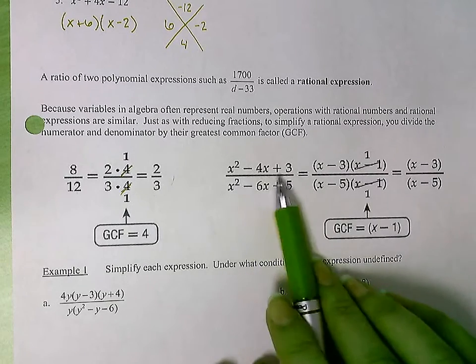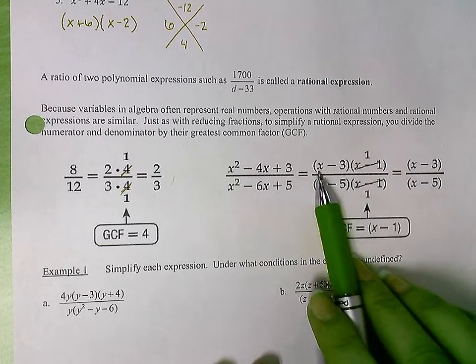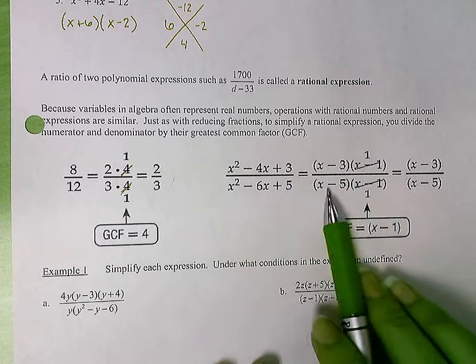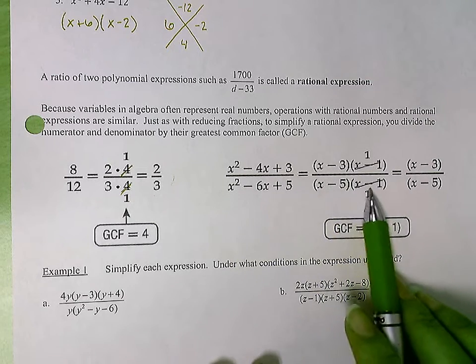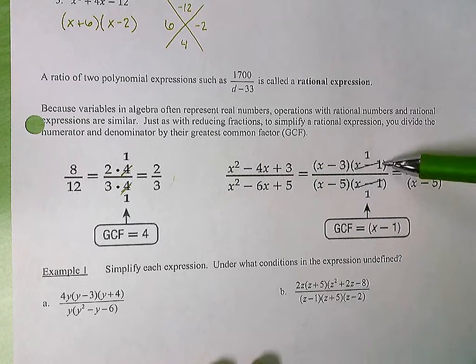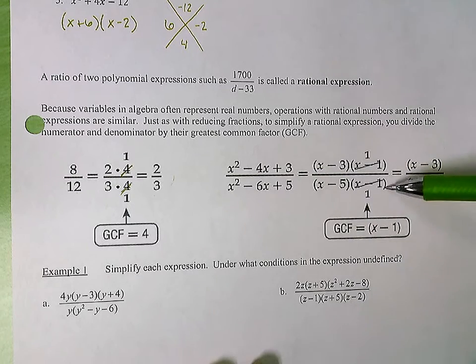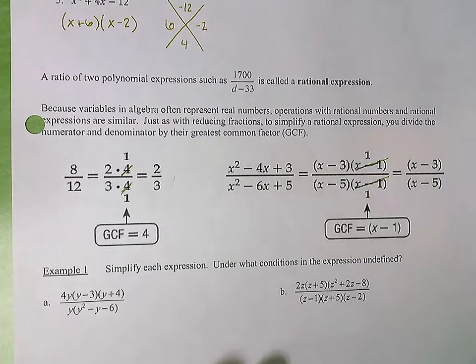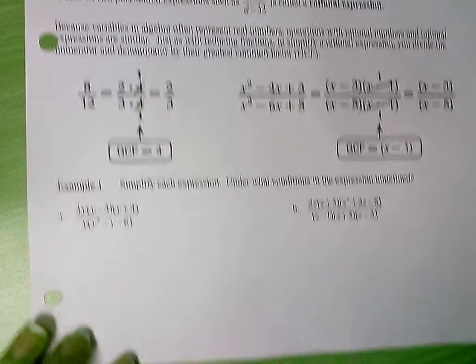So if I were to factor this numerator, I'd get x minus 3 times x minus 1. The denominator, you'd get x minus 5 times x minus 1. Now, since both the numerator and the denominator have that x minus 1, those cancel out, and you're left with x minus 3 over x minus 5. So we can simplify this fraction just like we do any other fraction. So going through some examples here.